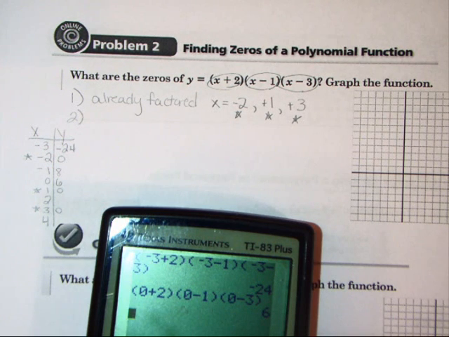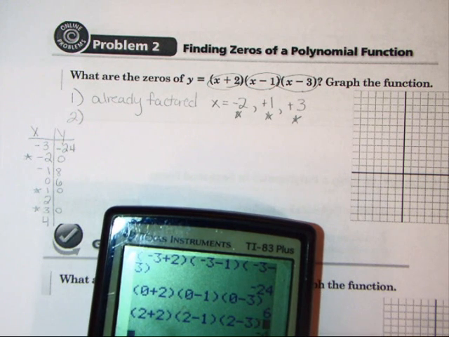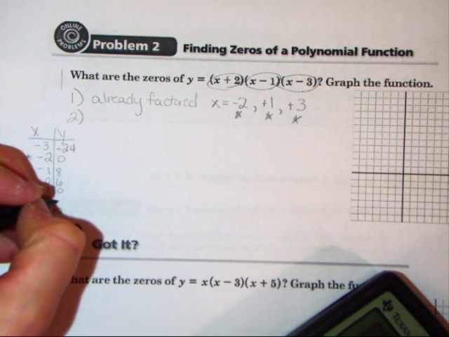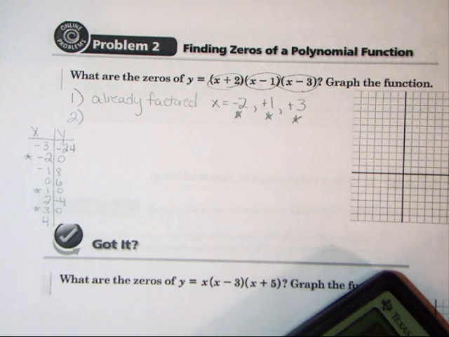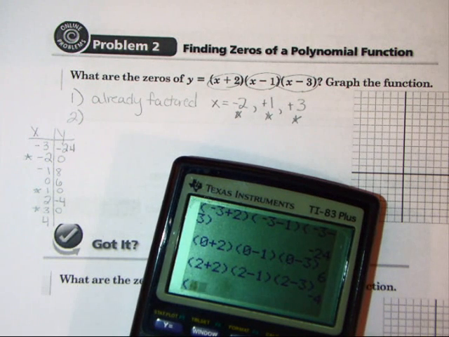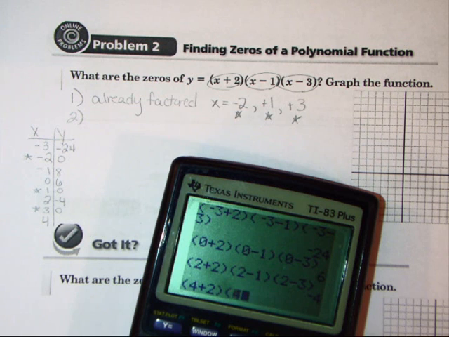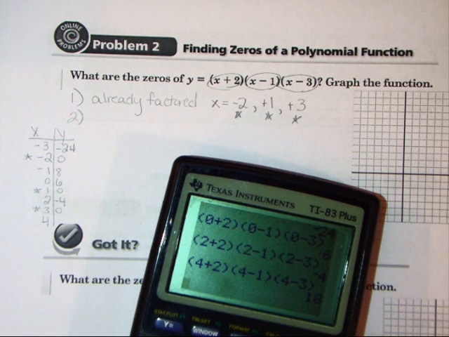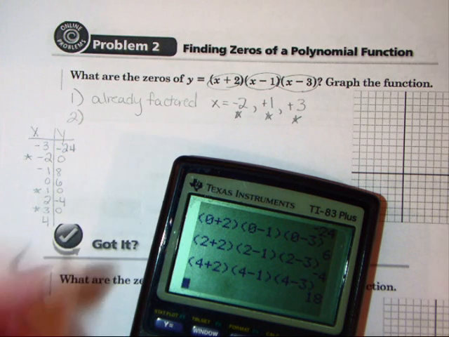Now please plug in positive 2. 2 plus 2, 2 minus 1, 2 minus 3. You get a -4. The last thing we're going to plug in is that positive 4 down at the bottom. Okay, we're going to do 4 plus 2, 4 minus 1, and 4 minus 3. And we get 18 when we plug in 4.